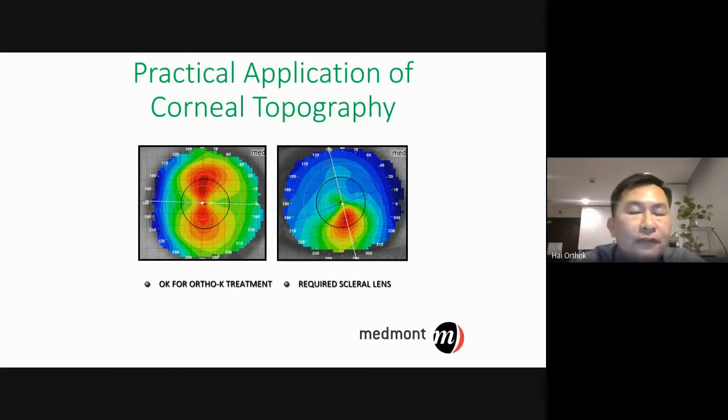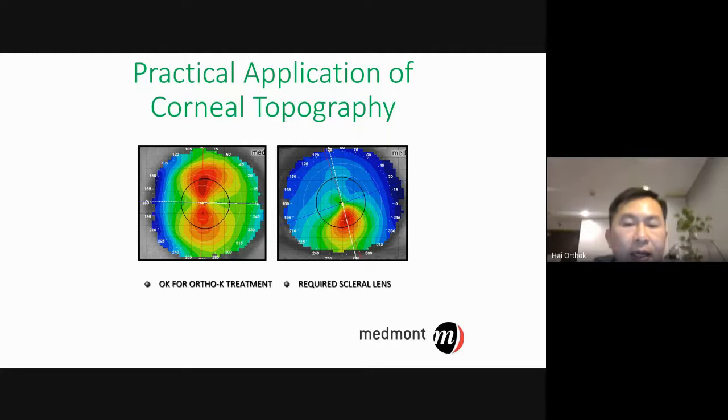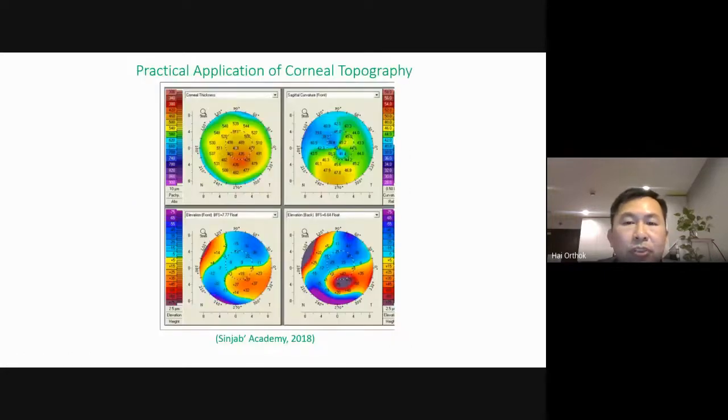And if you have a good enough topographer, it will help you very much to eliminate the contraindications for ortho-K lens. So this is good toricity for the ortho-K. This is most likely keratoconus, and is a contraindication for ortho-K treatment. And most likely you have to check other corneal thickness maps to see the local thinning of the cornea. You see the elevation map where it's higher on the front, and the back is also higher on the back.